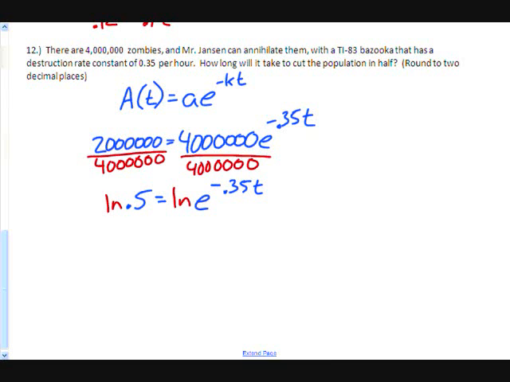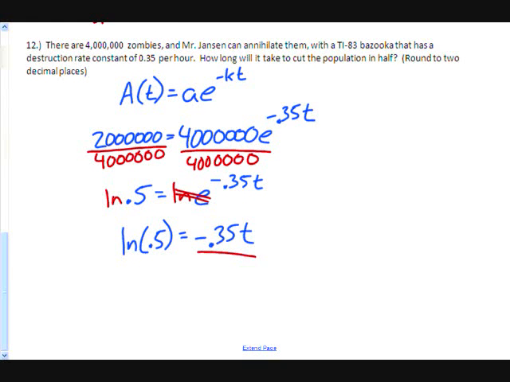So I take that natural log of each side. So over here, I'm left with the natural log of 0.5. Over here, the natural log and e cancel each other out, just like they always do. I'm left with a negative 0.35t. Now again, to solve for my t value, I divide by the negative 0.35. And this becomes just a job for my calculator.